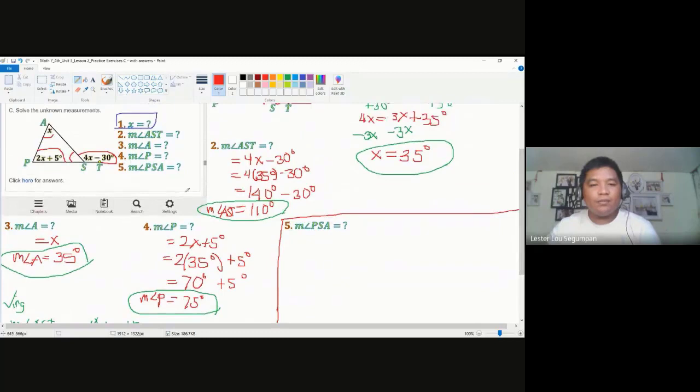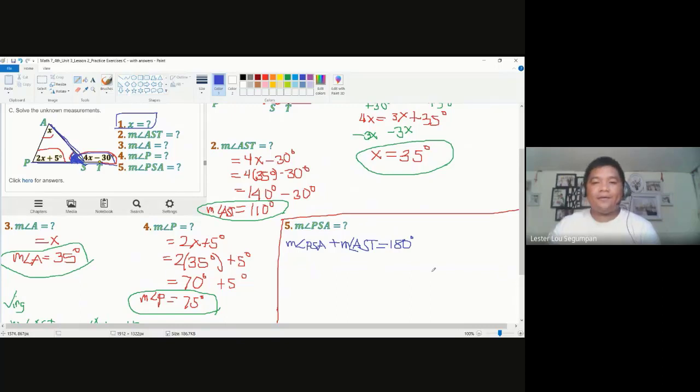So the solution for number 5, angle PSA, I believe this is the angle being focused on, PSA. The first one is angle PSA is forming a linear pair with angle AST. So if they are forming a linear pair, I'm going to write it here, the measurement of angle PSA and the measurement of angle AST, they must be supplementary. So they must sum up to 180 degrees.